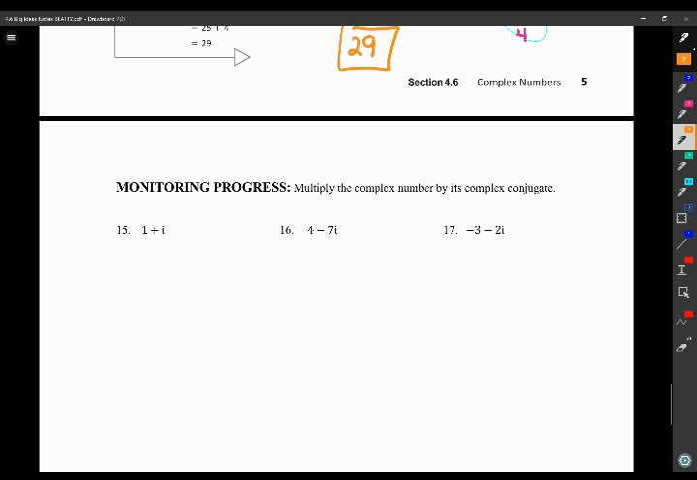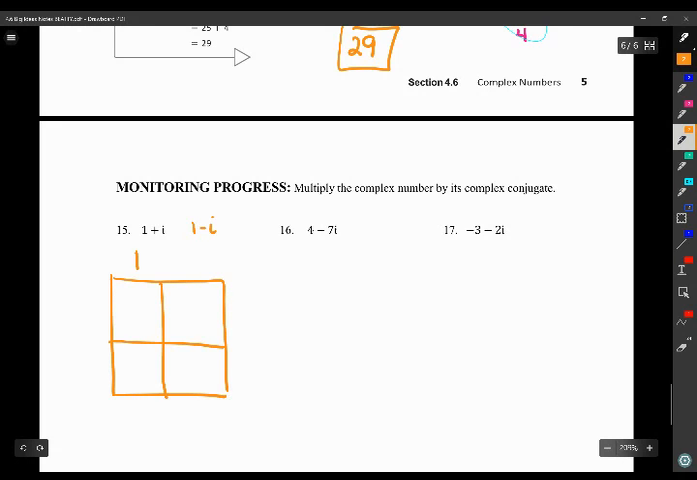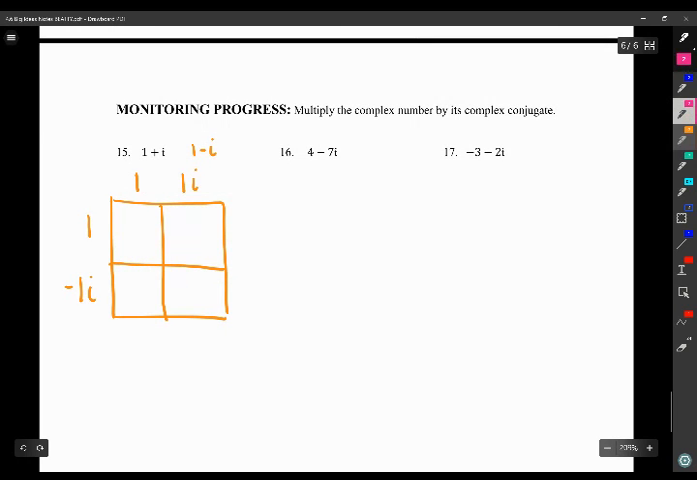So if I was looking at 15, the conjugate is 1 minus i. And so when I multiply in the box, it's the same idea. We have 1 plus 1i, and then 1 plus negative 1i. And so I can use the box, and I can always use the box. 1 times 1 is 1. 1 times 1 is 1i. Negative 1 times 1 is negative 1i. Negative 1i times 1i is negative 1i squared. This is negative 1 times negative 1, which makes this box be 1.